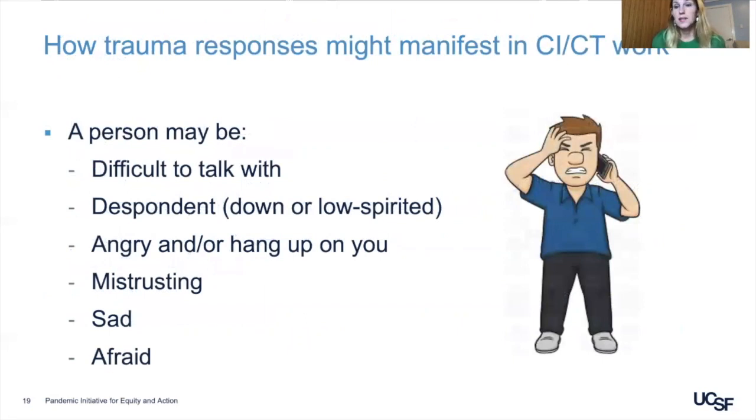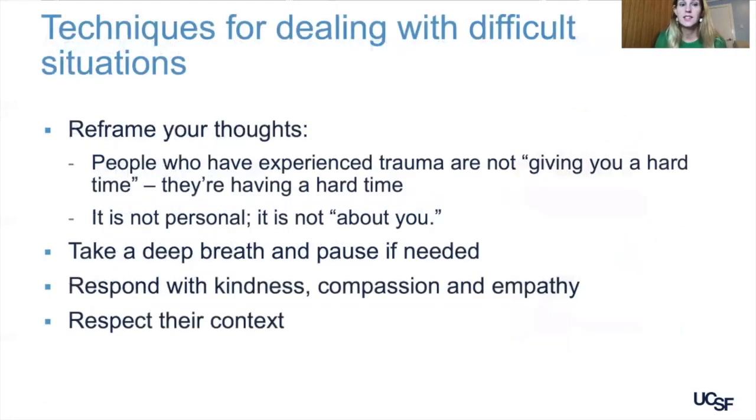How trauma responses might manifest in a CI or CT call. A person may be difficult to talk with, they may be despondent or low-spirited, they may be angry or hang up on you, yell at you, they may be mistrusting, sad, or afraid. These are all common responses for a lot of people, but particularly maybe people with trauma histories.